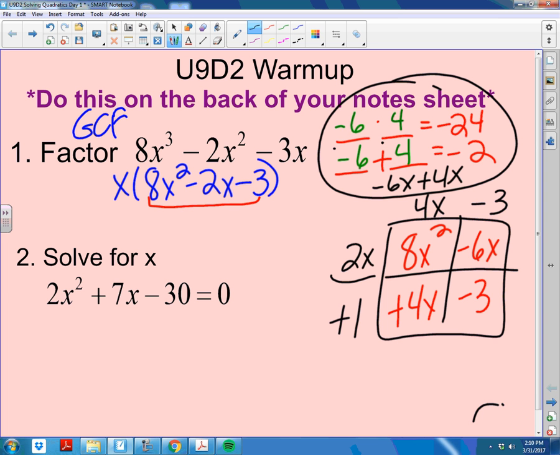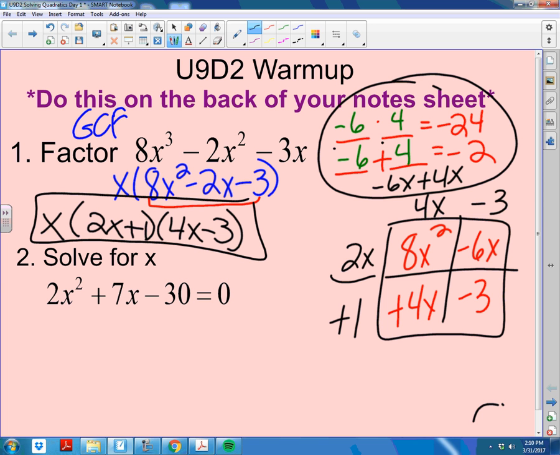Now what that means is this. Your factors of this are x times 2x plus 1 times 4x minus 3. And if you did not put that x out front, it is wrong. Why? That's exactly right, guys. If you don't have the x and you multiply these binomials, you will not get that. You have to be able to get back to where you started. And the x is the only thing that allows you to do that. By the way, this is your answer, because I did not ask you to solve it, I asked you to factor it. That's your answer.